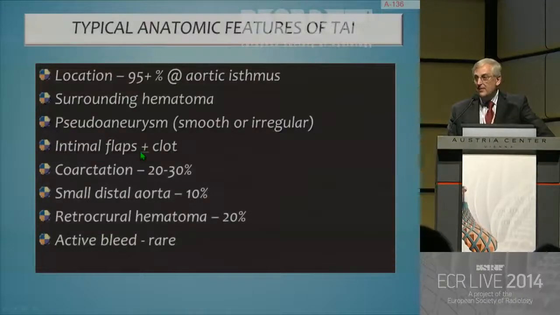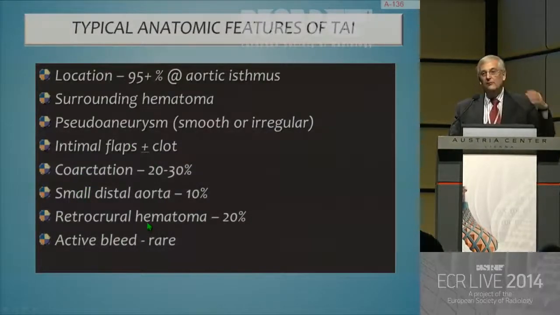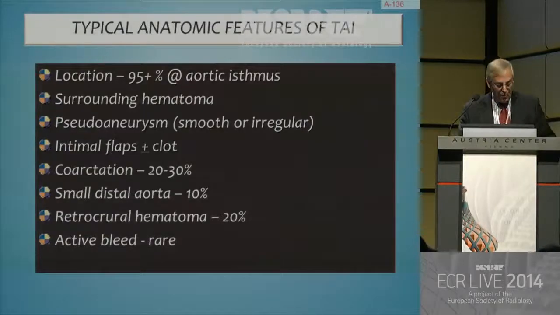Most of the time, the flaps have clot on them, not necessarily, but they may seem thicker than normal intima because they have clot, and we'll talk about these issues of coarctation in small aortas in a moment. Sometimes blood from the mediastinum tracks all the way down to the diaphragm into the retrocrural space, and it's important, and I'll show you in just a moment why that can be so important to understand.